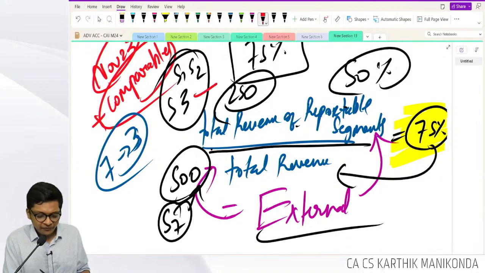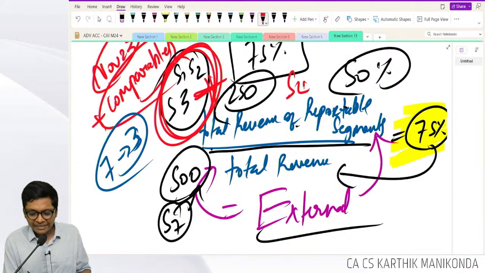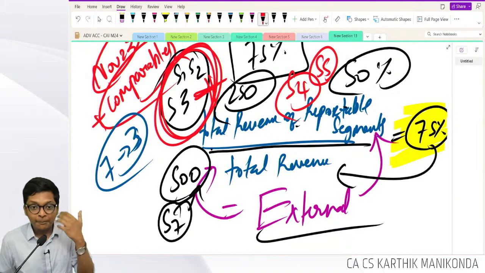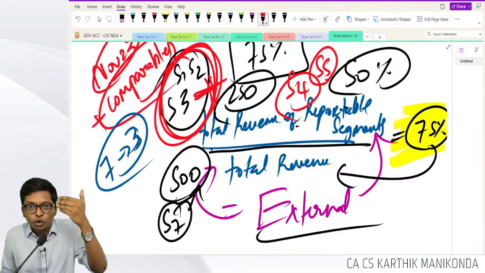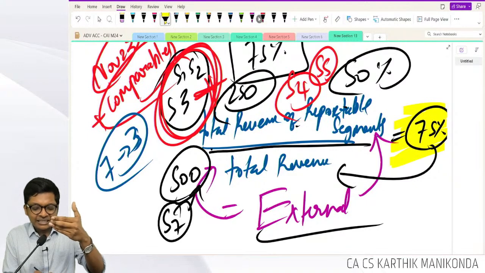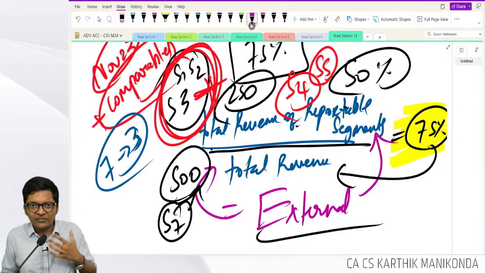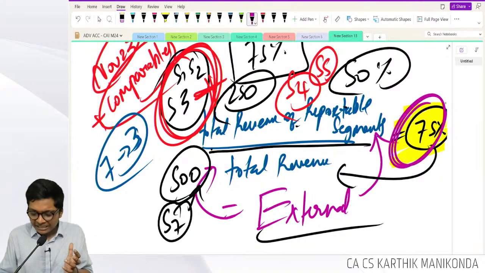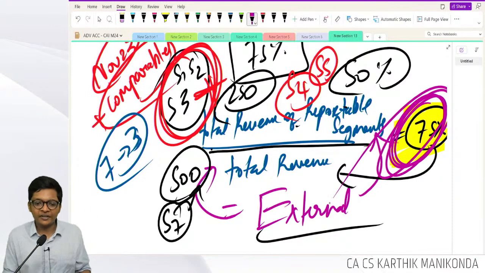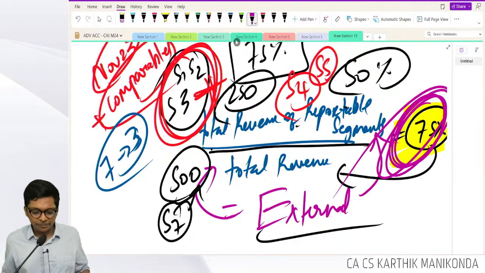So I will have to keep adding segments. I added S1, S2, S3, maybe add S4, maybe add S5, my choice. Keep adding more segments in the numerator such that the percentage of external revenue reported out of total revenue is at least 75%. This is called the 75% test.